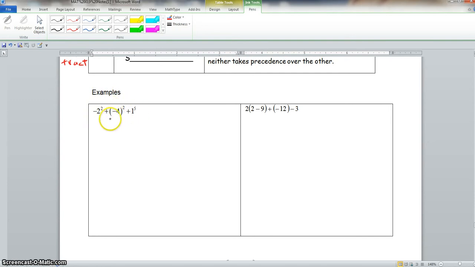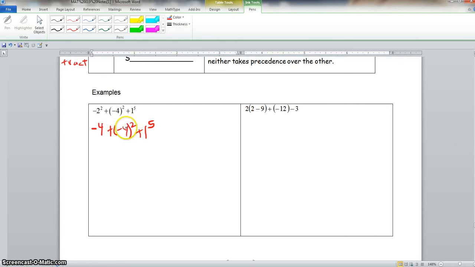We look here first, we look for our parentheses. We do have a set of parentheses, but there's nothing we could do inside the parentheses. So now we look for exponents. We have our first exponent here. So as you know, the only thing that's taken to this second power is the 2, not the negative sign. So you'll bring the negative sign down, and 2 to the second power is 4. Plus, in parentheses, negative 4 squared plus 1 to the 5th.